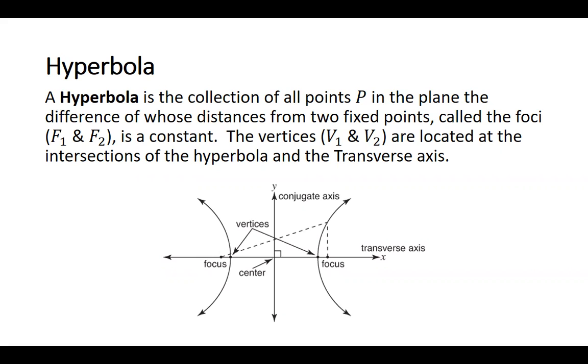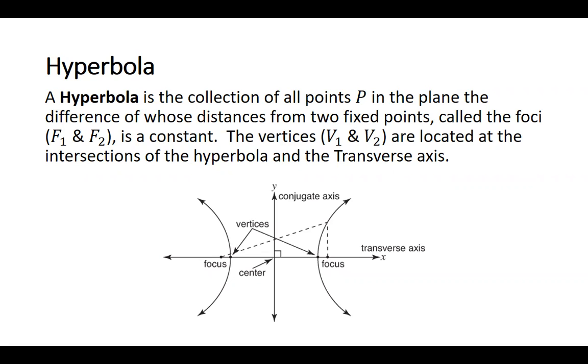So remember with an ellipse that the sum of the distances from a point on the ellipse to each focus was constant. Now the difference between the distances from a point on the hyperbola to the two foci is going to be constant.